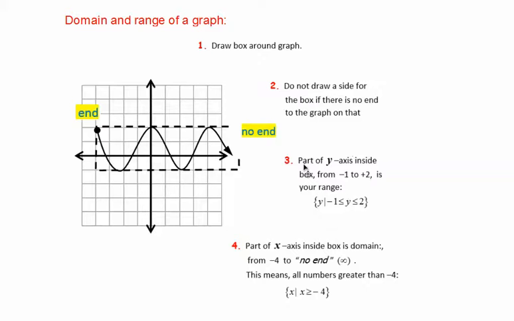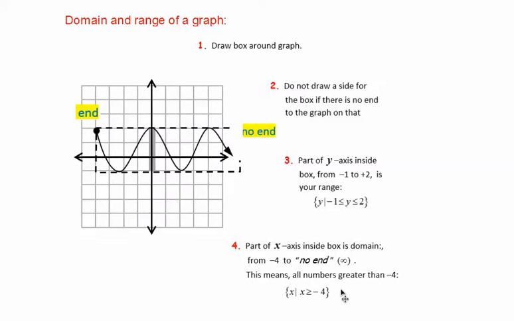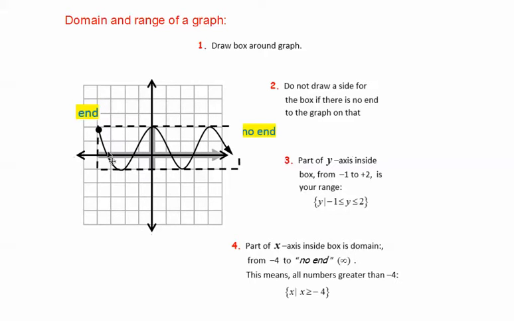When I say to look for the part of the y-axis inside the box, it is this part of the y-axis contained inside of the box. So that is from -1 right here all the way to +2. That's what's shown here.